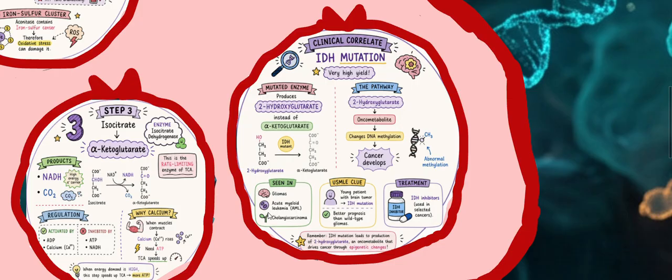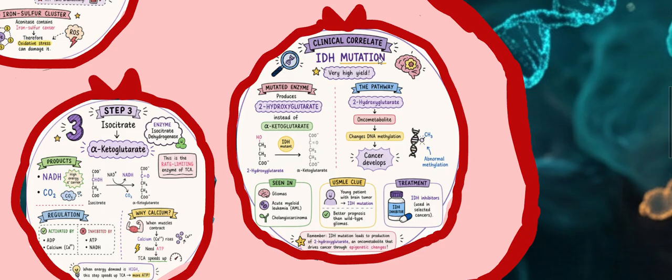Like gliomas have no cure. Acute myeloid leukemia also doesn't have very good prognosis. Cholangiocarcinoma also doesn't have very good prognosis. So on all these really, really bad prognosis diseases, the IDH mutation is seen. There are two types of mutations. It can be either IDH1 or it can be IDH2, but the mutation is common.